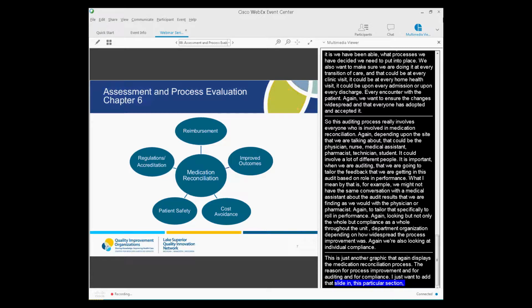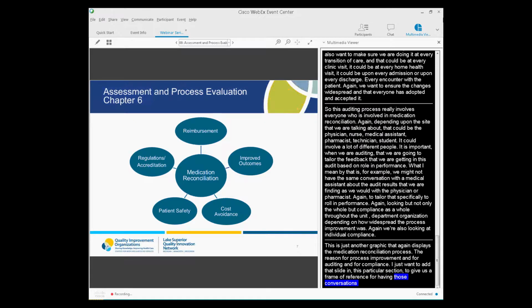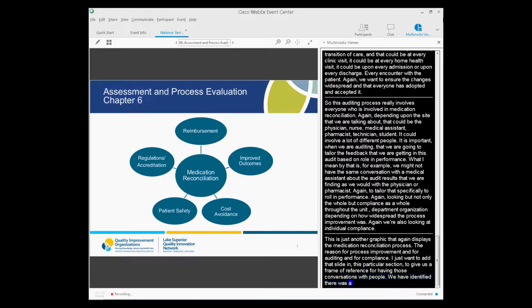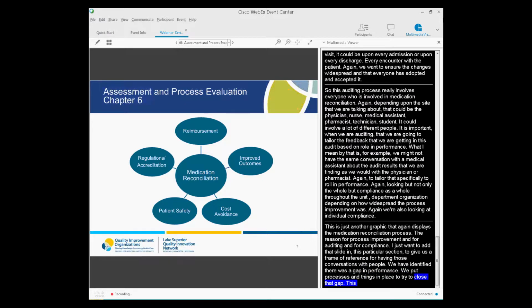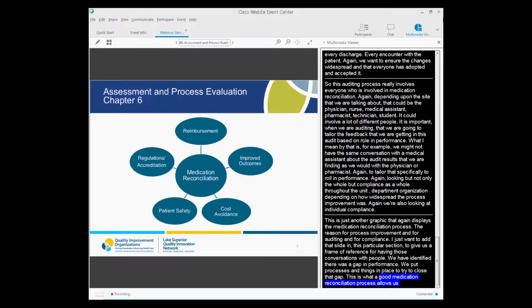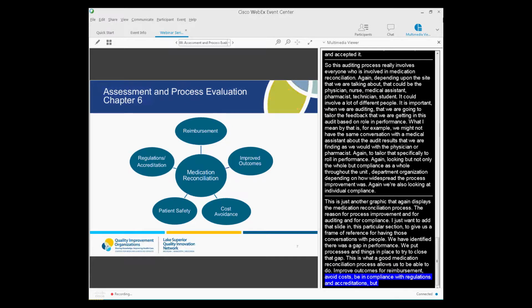We've identified there was a gap in performance. We've put processes and things in place to try to close that gap, and this is what a good medication reconciliation process allows us to do: improve outcomes, improve reimbursement, avoid costs, be in compliance with regulations and accreditation, but very much more important and really at the heart of it is the patient and patient safety.